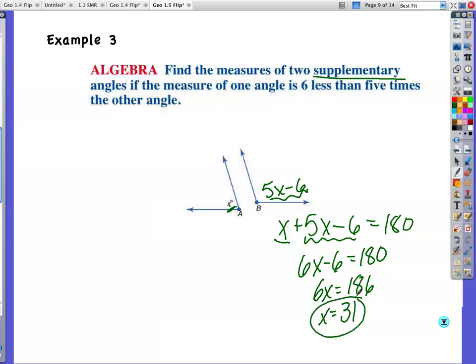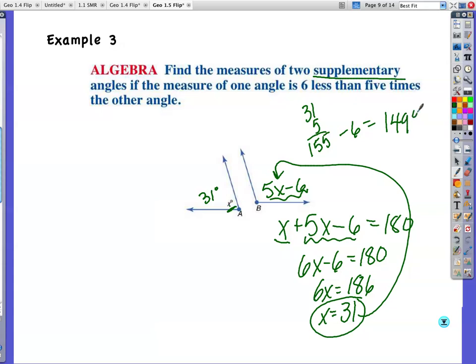The question is, find the measures of the angles. I've got this one taken care of. If that's 31, you're probably like, hey, I think the other one's 149. Well, let's do the math. This is kind of how you check your work. 31 times 5 is 155, and then I'm going to take away 6. It does end up being 149. And some of you were like, how'd you know that before you even did that? It's because they're supplementary. 31 plus something gives me 149, and this just allowed me to check my work.